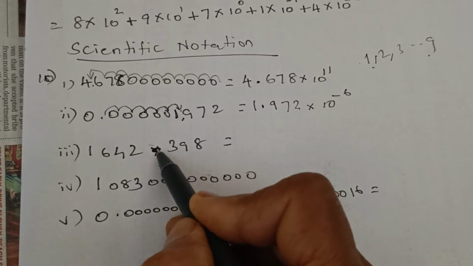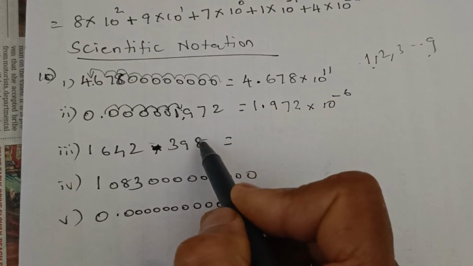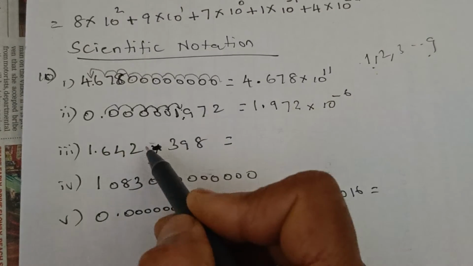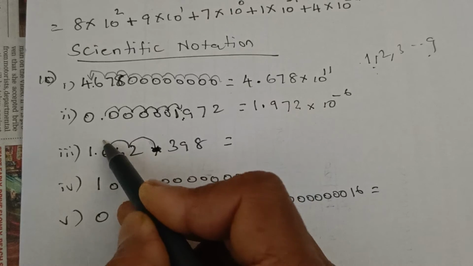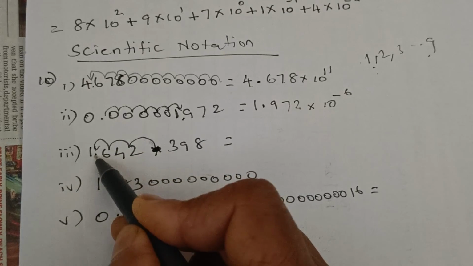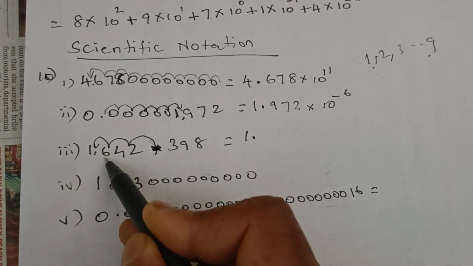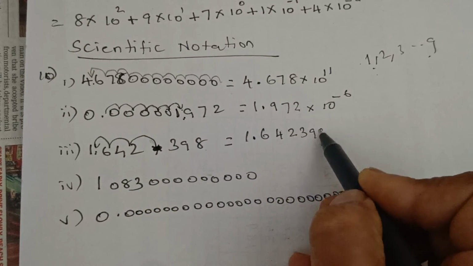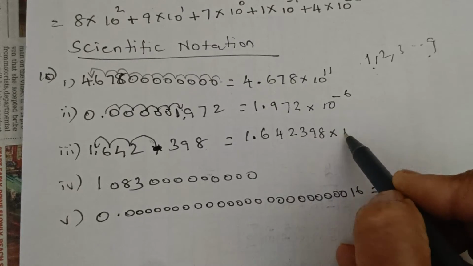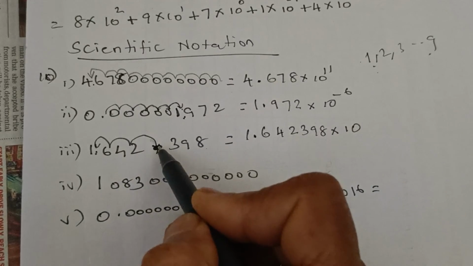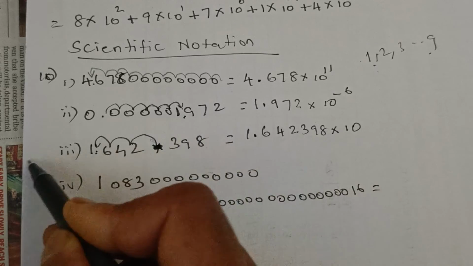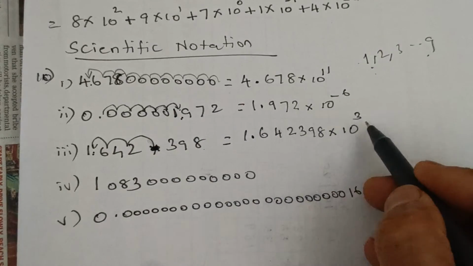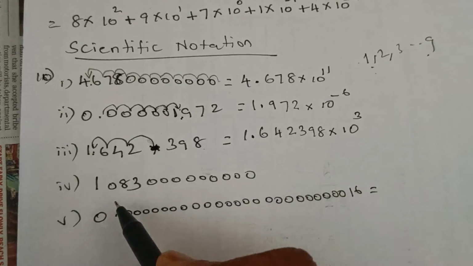Now the point is here. Where will you move? Left or right? Yes, to the left. Then only the whole number will become between 1 and 9. How many digits? 1, 2, 3 digits we are moving. So the point comes here. 1 point. After that, write all the numbers together: 6, 4, 2, 3, 9, 8 into 10 to the power. How many digits did we move? 1, 2, 3 to the left side. So when you move to the left side, it is positive. So plus 3.